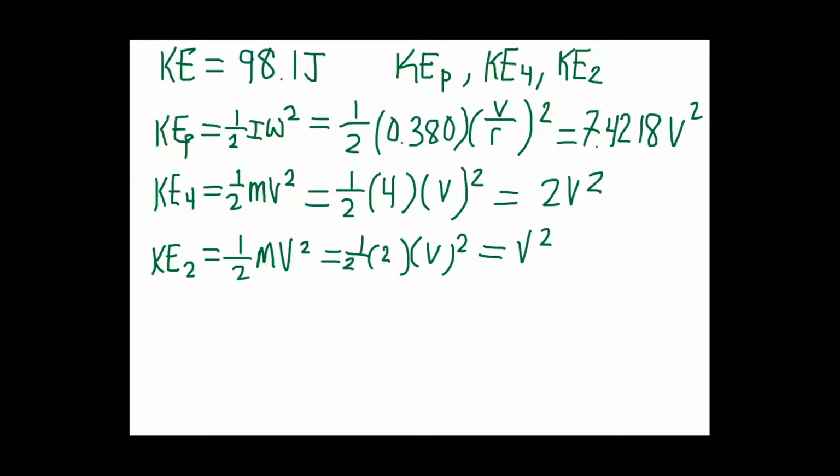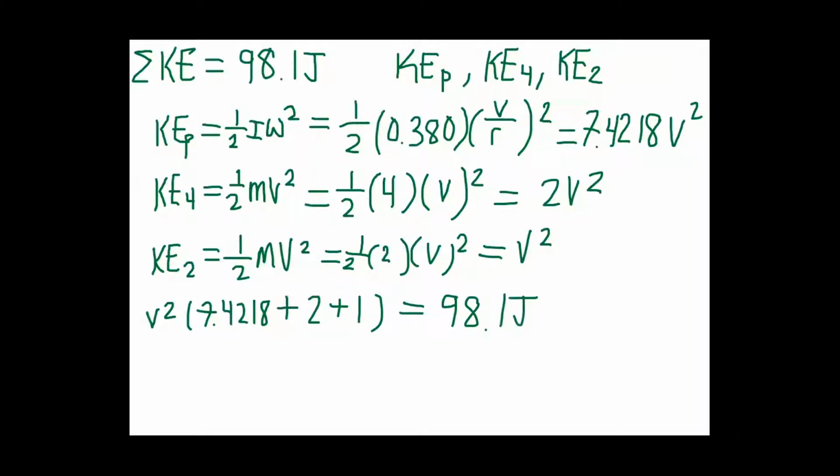So these are my 3 kinetic energies, and I know that the sum of my kinetic energies should be equal to 98.1 joules. So I can add those together, and I can factor out that v squared. So 7.4218 plus 2 plus 1 times v squared is equal to 98.1. Okay. So again, just doing algebra at this point, I am left with a velocity of 3.1 meters per second. And that will be my final answer.